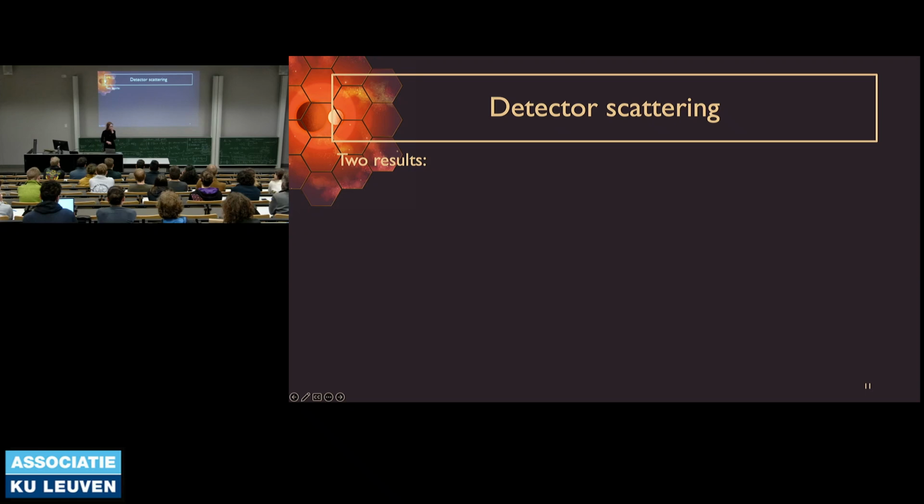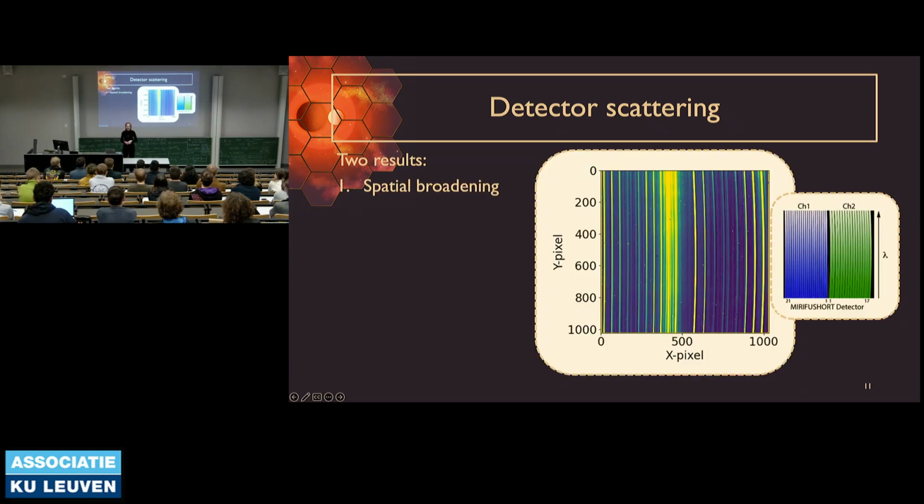So one of these effects, it has 2 effects. One of these is the spatial broadening. So what you can see here is a point source. Because we have these different slices, you can see that your point source is on these different slices. And you can see that there's a lot of scattering over here. So that means that, as I showed, your PSF is broader than you actually expect it to be.